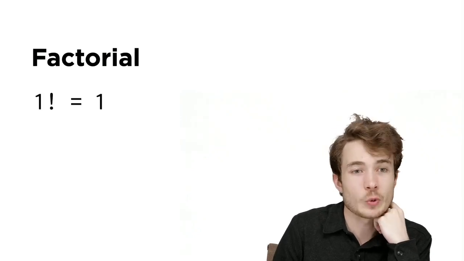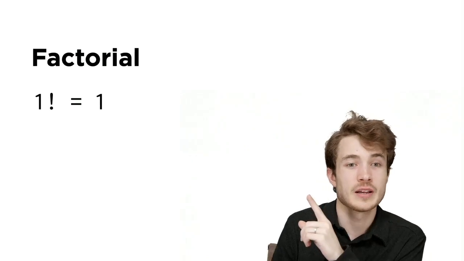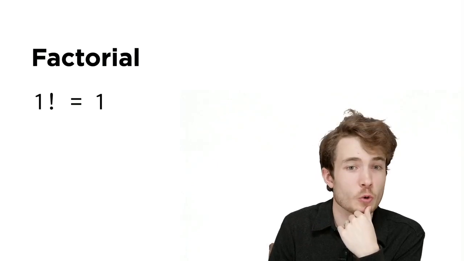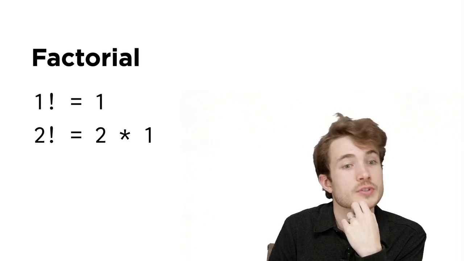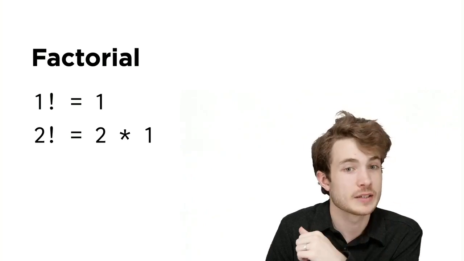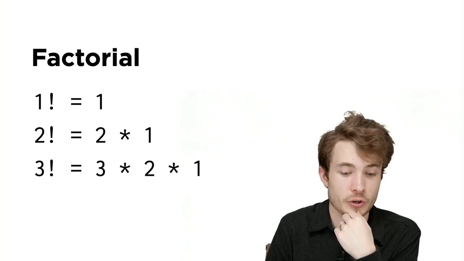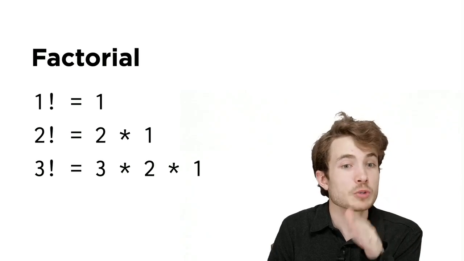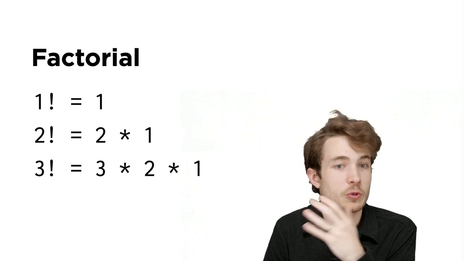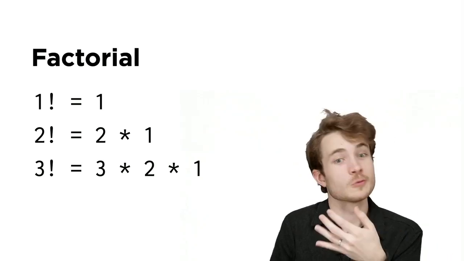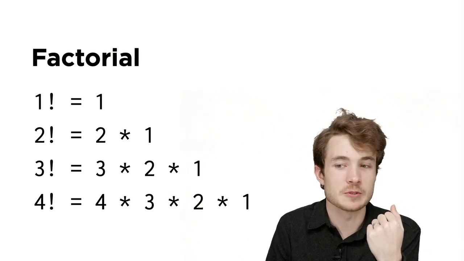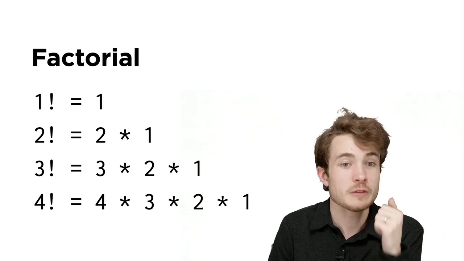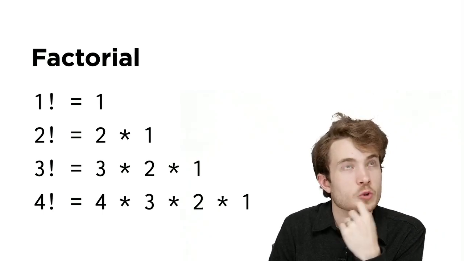If I want to find one factorial, well, that is just one. And the factorial is this exclamation point here. One factorial equals one. But now, if I want to find two factorial, well, two factorial is simply two times one. So two times the number less than it, one in this case. Three factorial is three times two times one. So again, start with that number, three, multiply it by the number one less than it, then again, so three times two times one. And now four factorial, what do you think that will be? Well, four times three times two times one. So in this case, one factorial is one, two factorial is two, three factorial is six, and four factorial is 24 in the end.